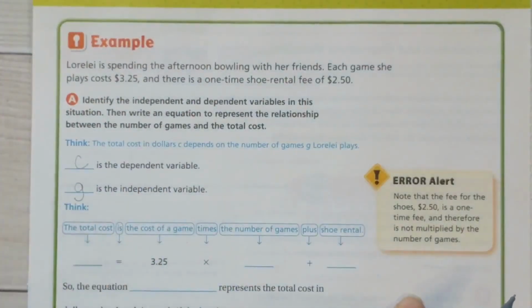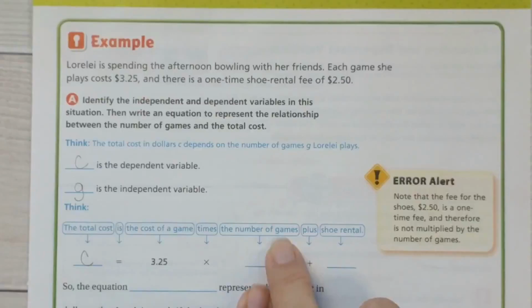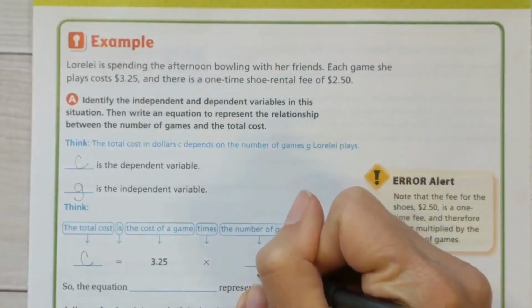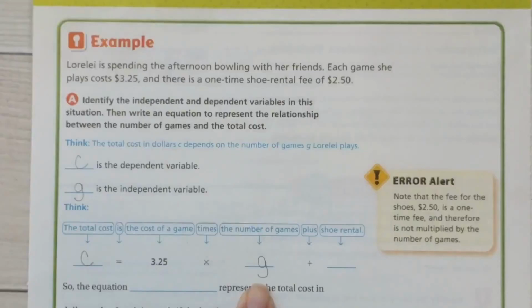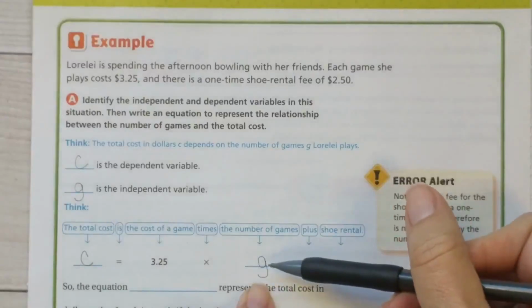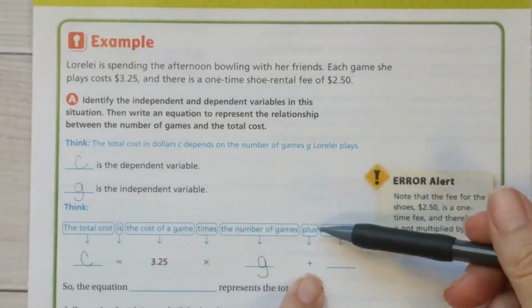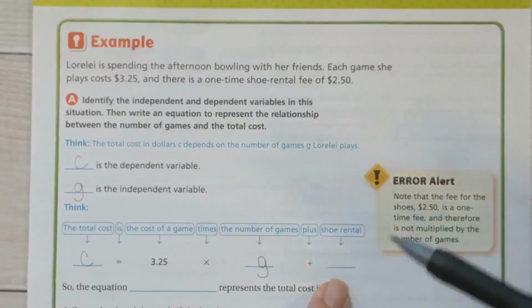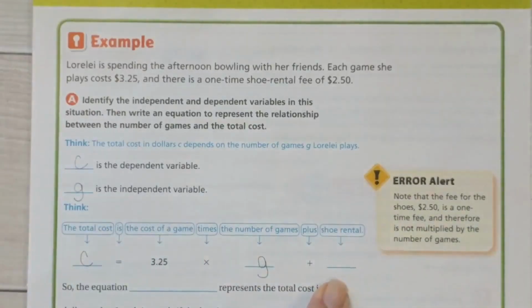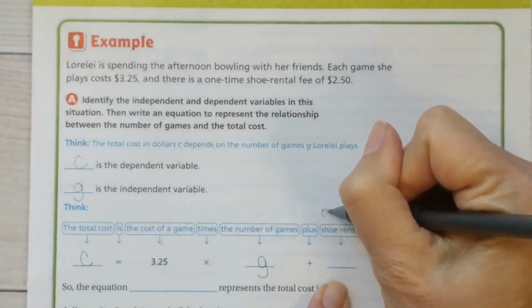So the total cost, C, is, which means equals, the cost of a game, which is $3.25, times the number of games, which is G. We don't know how many games she's going to play yet. She might get tired after one game. She might want to play 4 games. We don't know yet. So that's why we're not writing a number. We're using a variable instead. Plus the shoe rental. Now in this case, the shoe rental is a one-time fee.